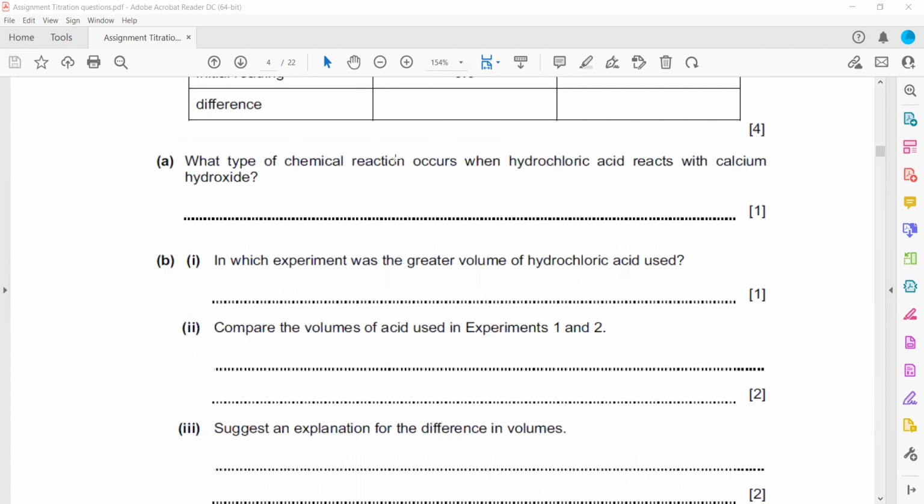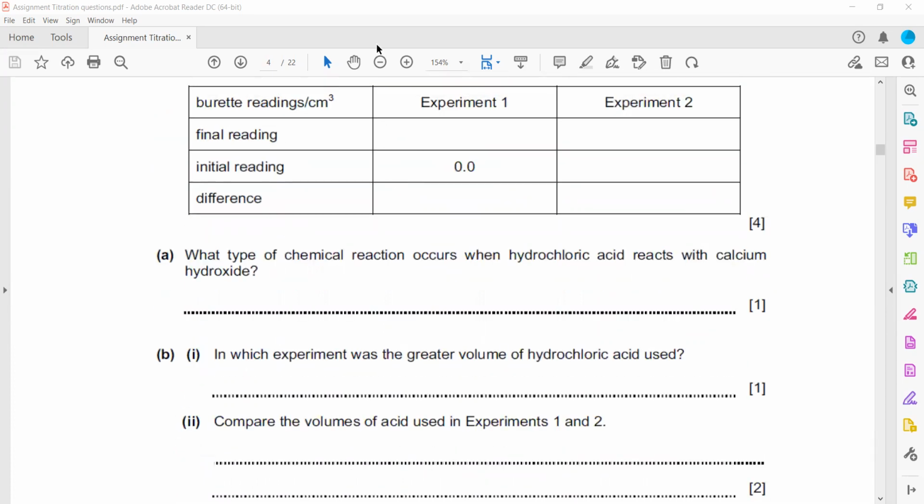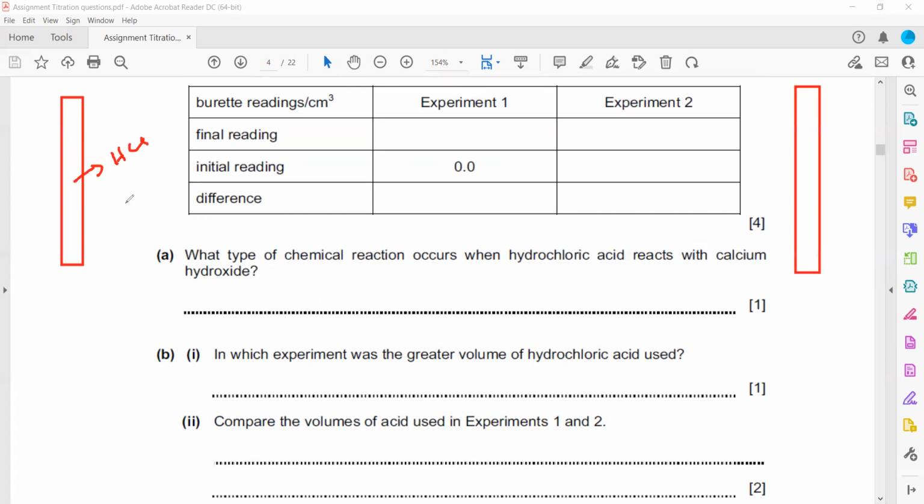Suggest an explanation for the difference in the volume. So why is there a difference in the volume? Why are we using a different volume for the same reaction? In experiment 1, we use HCl from the burette, and we need only 10.6 cm3. Whereas in experiment 2, we use HCl and we need 21.2 cm3.